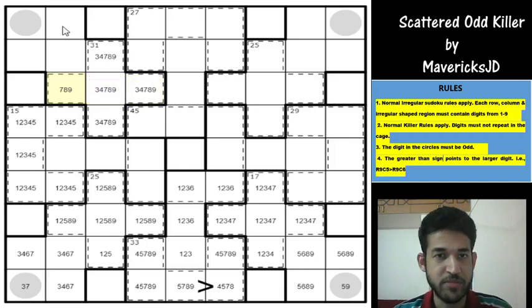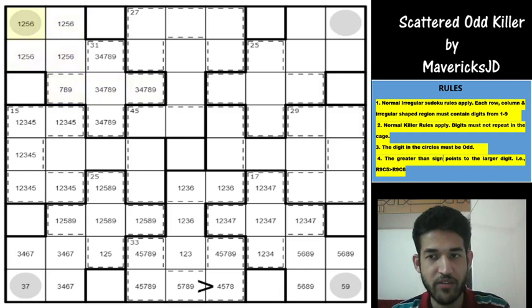Okay, which means that this area is now 1, 2, 5 and 6, and you cannot have 2 and 6. So it's a 1 and 5. Okay.